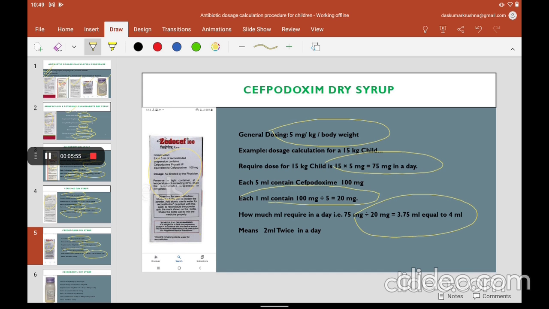And the duration of therapy is BID for 5 days or it may be for 10 days. That is once again dependent upon the symptoms and severity of the patient and as directed by the physician.